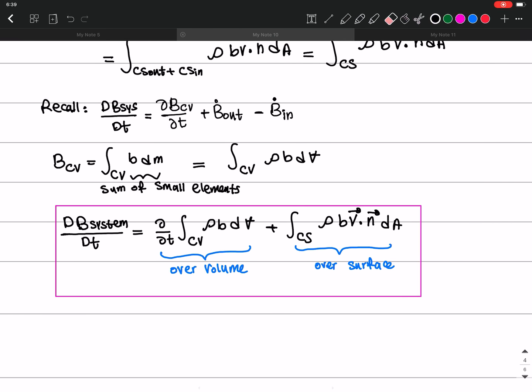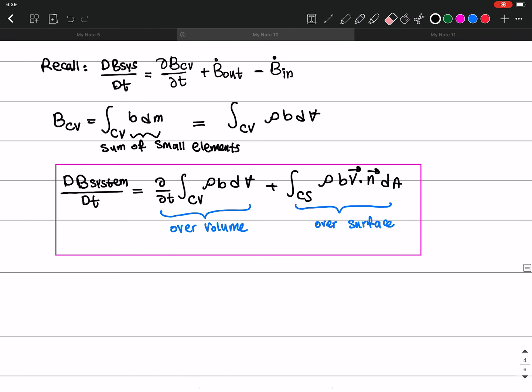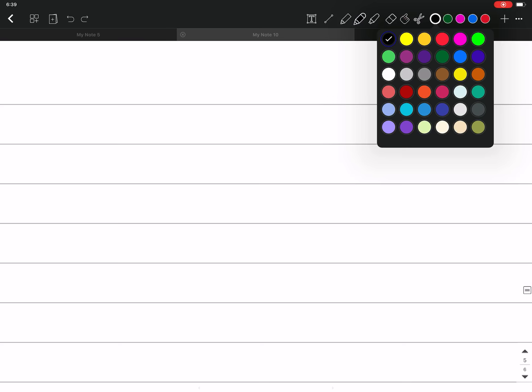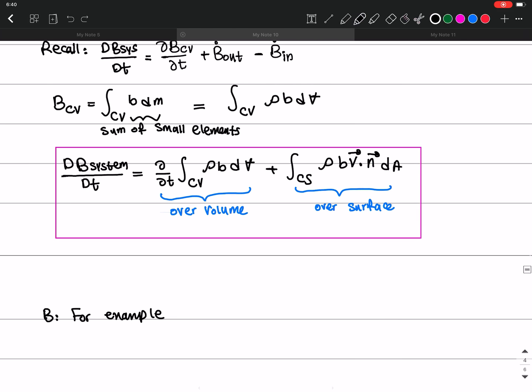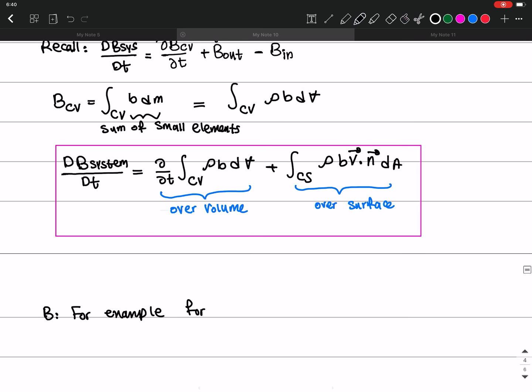Partial changes. And so we call this, for example, B. For example, for mass, this B can be mass, momentum, energy, etc. Right? So this is a general thing. This B is a general parameter.